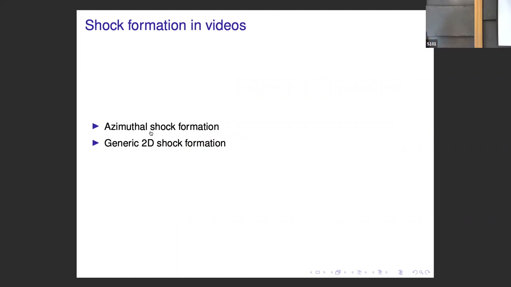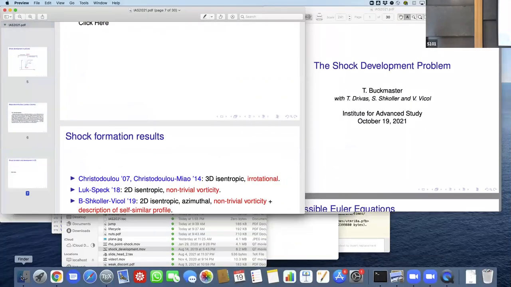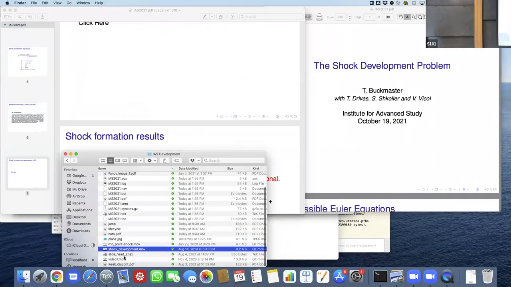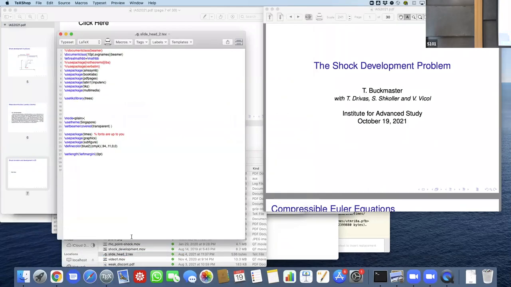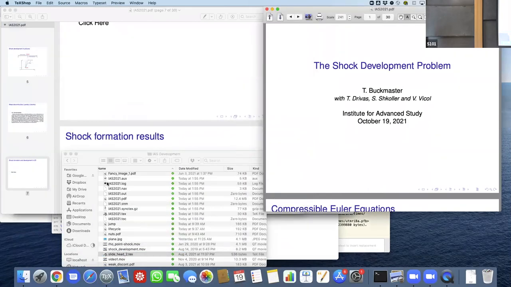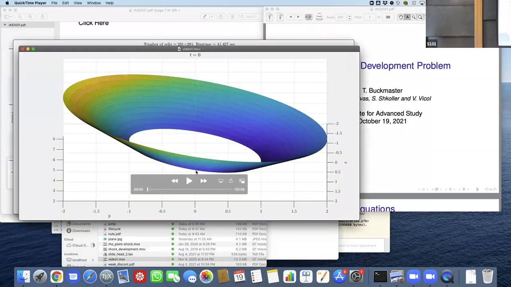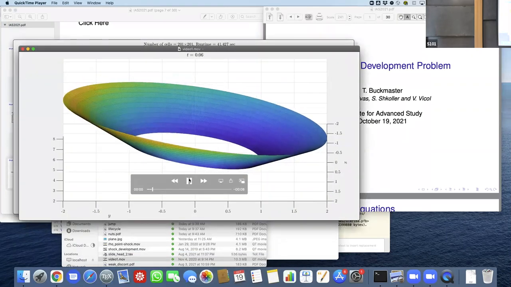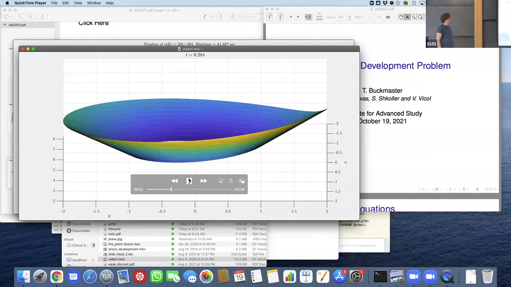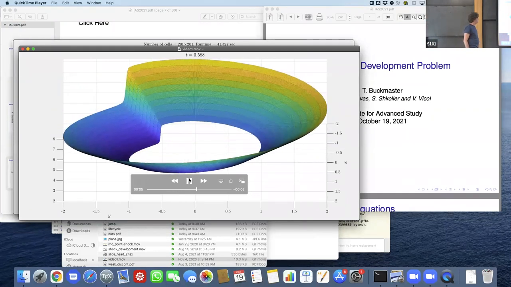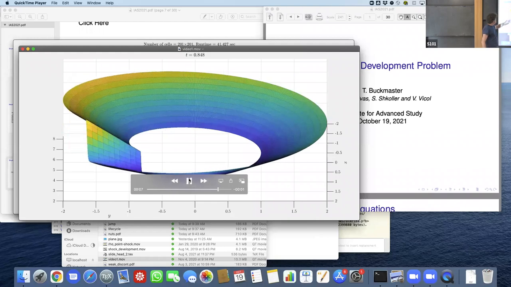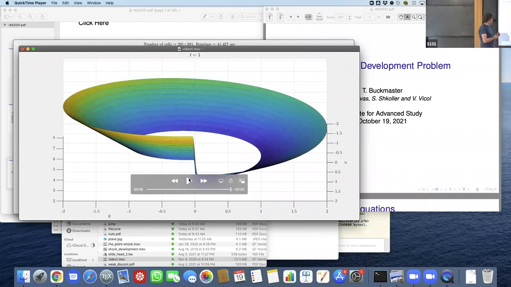Okay, so let me just draw a picture of the azimuthal case. So this is the azimuthal. And the good thing about the azimuthal symmetry, as I said, is that it allows for non-trivial vorticity. And so because we have local speed of propagation, we're able to cut off the annuli, and you see a shock is forming. This is this result.